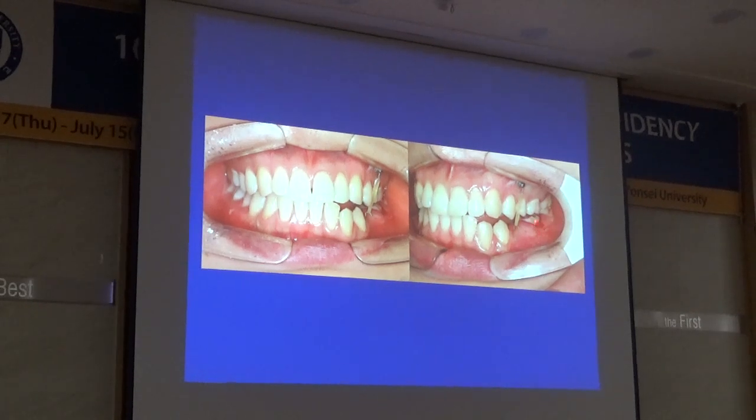Lower molar intrusion is probably the hardest type of tooth movement, and it happens only when I don't want to see it happen. Right? Oh, it was a joke. You don't laugh. You're being too serious.